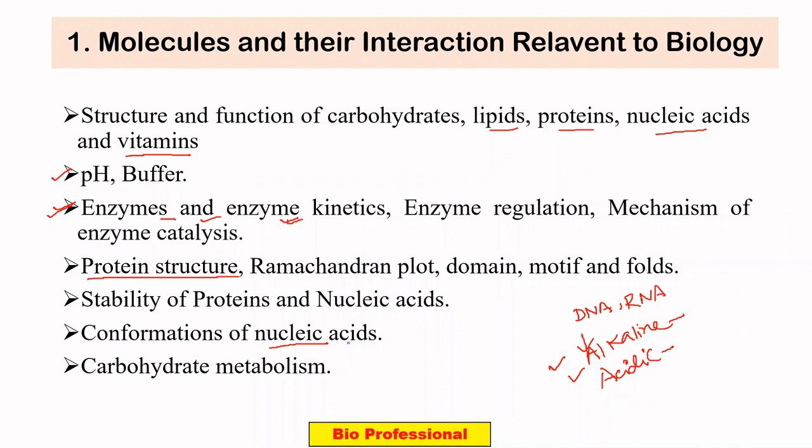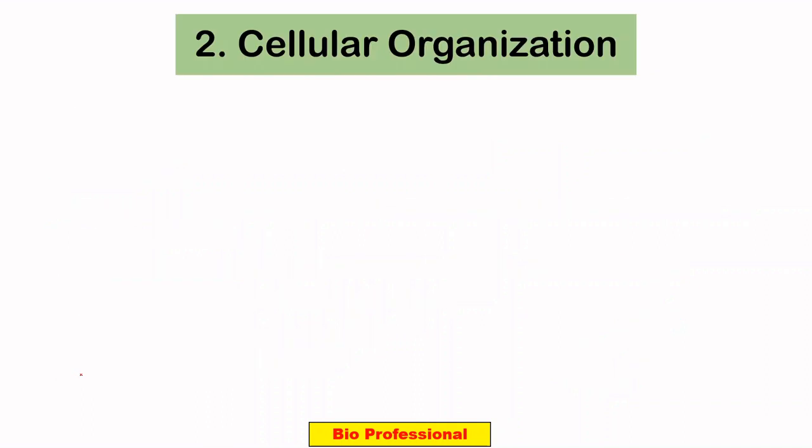And carbohydrate metabolism. See, there is metabolism of lipids, amino acids, nucleic acids and vitamins as well, but carbohydrate metabolism is the most important. If you know the other parts like lipid metabolism, you have already studied, then that is great, you can prepare it, or you can just prepare this part, that is carbohydrate metabolism.